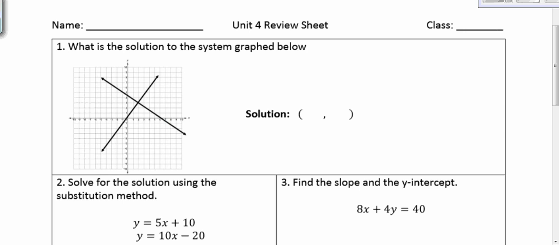This is the Unit 4 review sheet. We're going to go over every single question, and hopefully it goes well. Number 1, what is the solution to the system graph below?